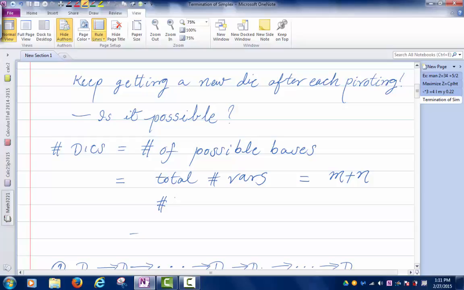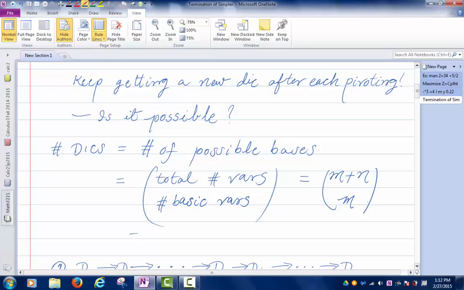So this would be the total number of variables, choose the number of basic variables. And how many basic variables do I choose? m of them, right? You agree? So there are m plus n choose m possible dictionaries for an LP problem with n decision variables and m functional constraints in the standard form.